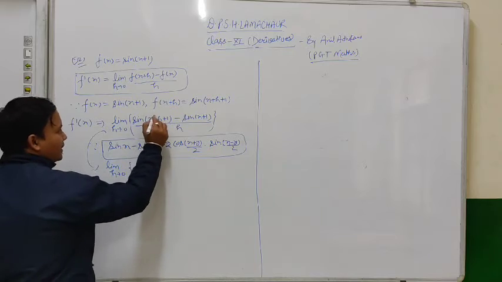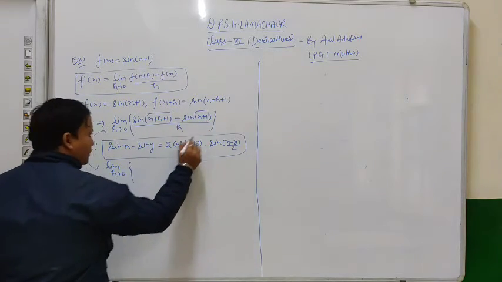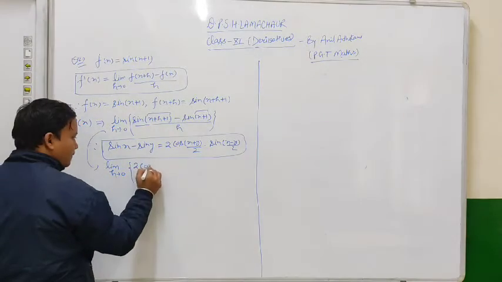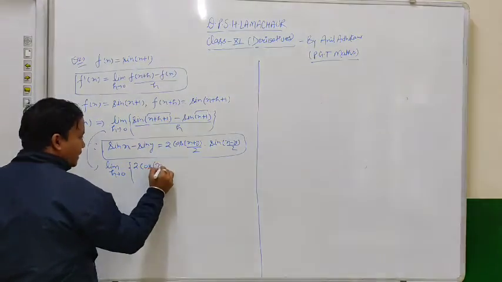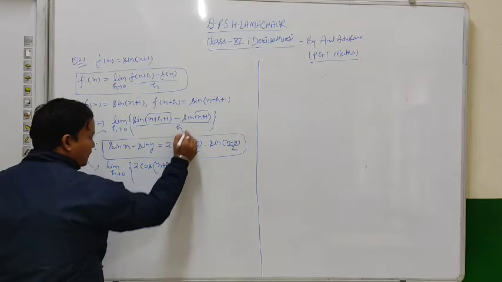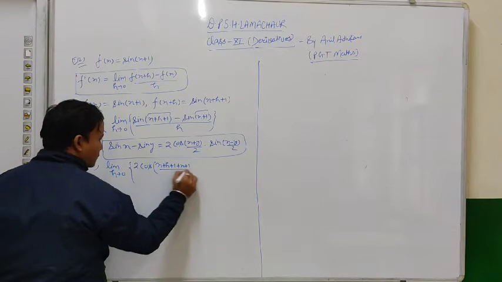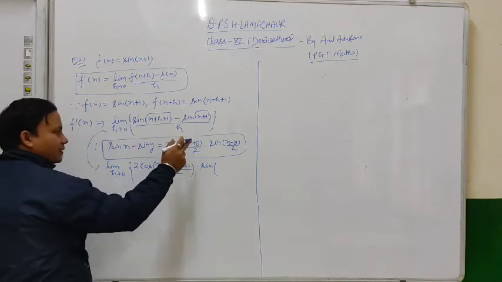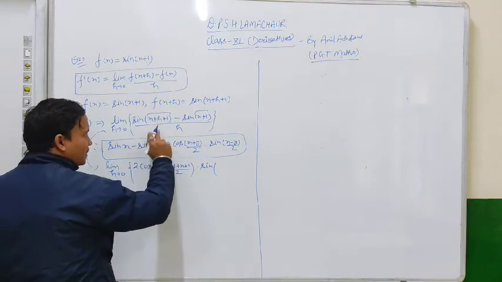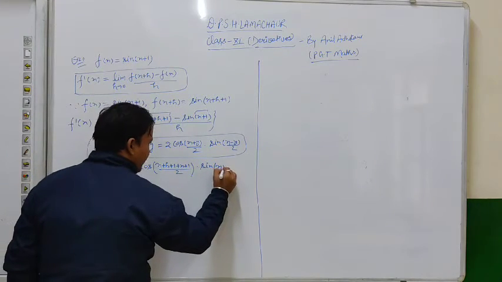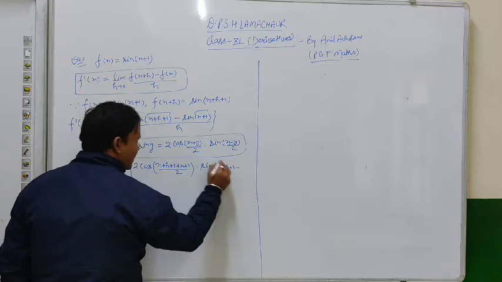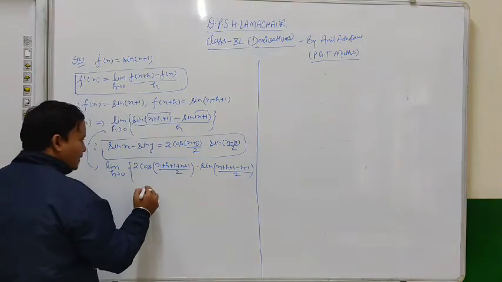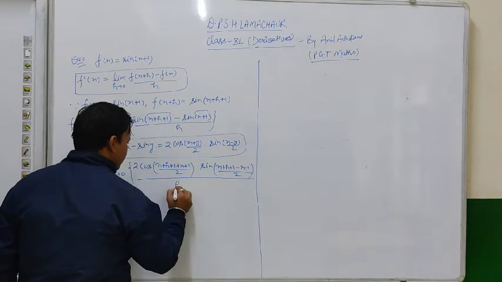Now see, let it be x and let it be y. Then sin x minus sin y, that is 2 times cos of (x plus y) by 2, that is (x plus h plus 1 plus x plus 1) by 2, into sin of (x minus y) by 2. It means x plus h plus 1 minus y, it means minus x minus 1, divided by 2, and whole upon h.